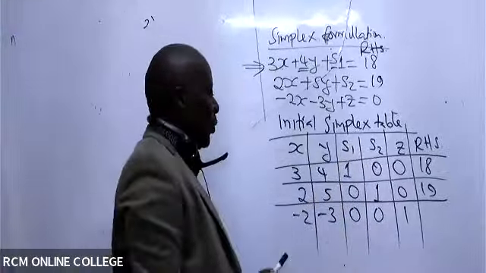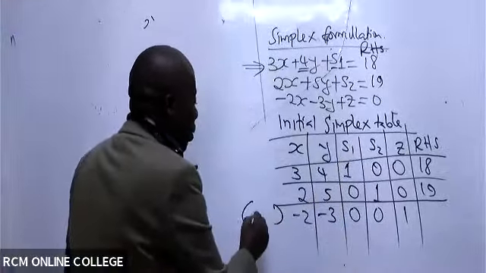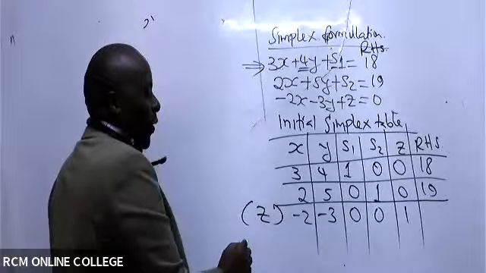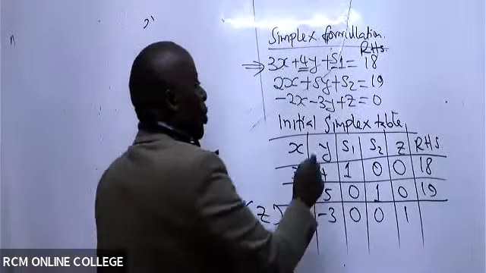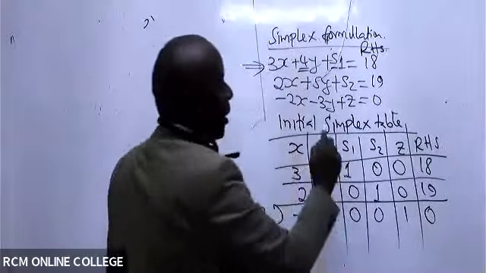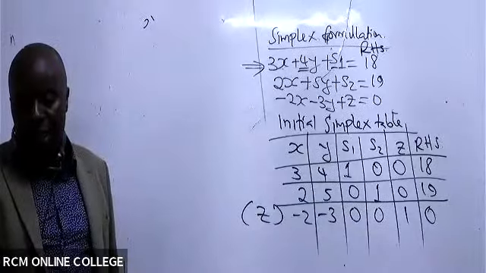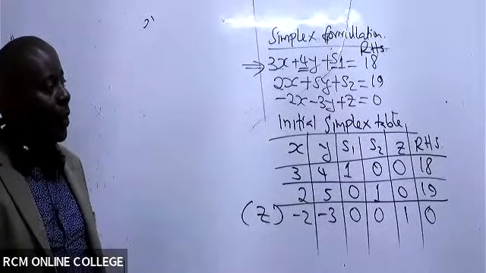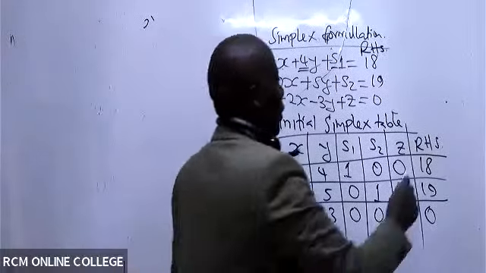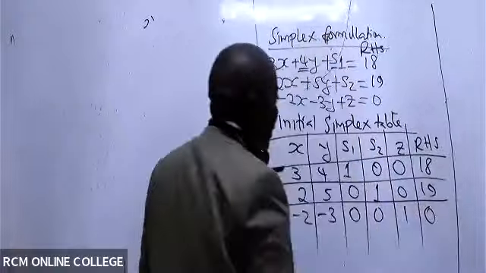And don't forget, this row we shall be calling the objective, or the Z function. In this Z function, the right-hand side is 0. Great.